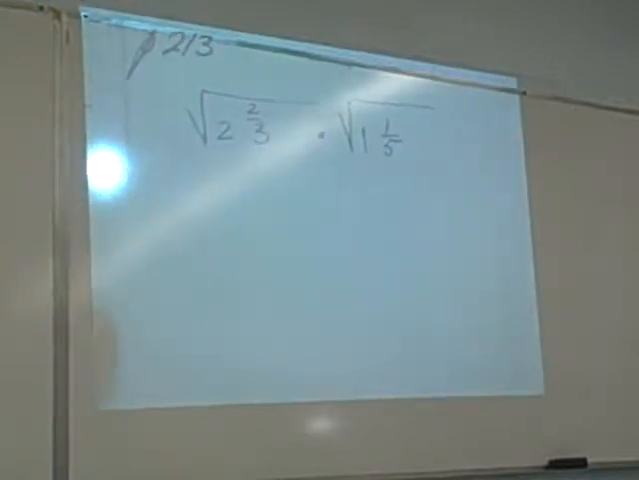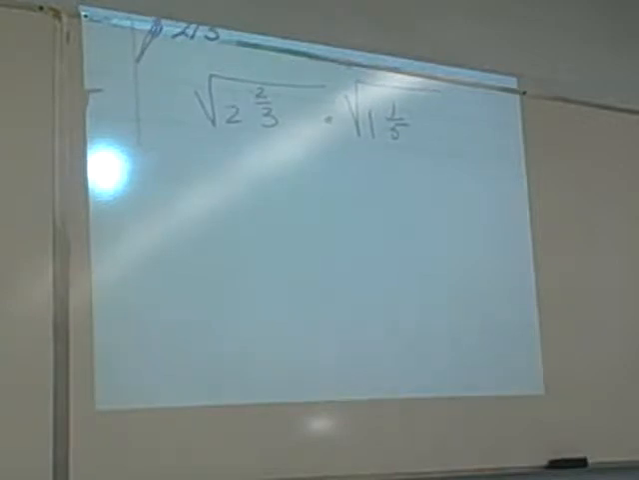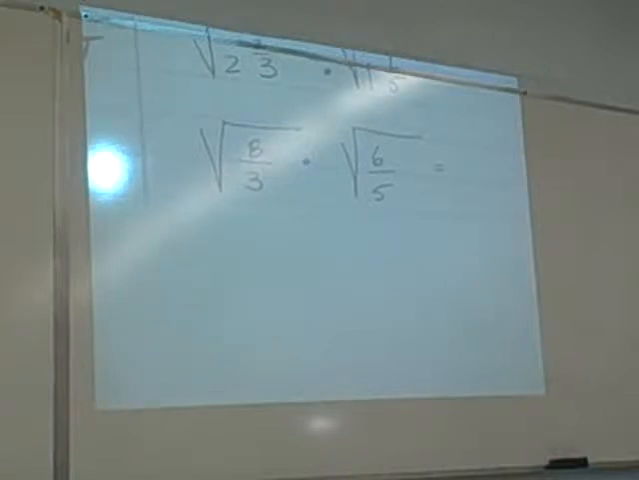Okay, so here's my problem. And I know it's multiplication. I don't have to worry about common denominators. I'm just multiplying. All right? And so I decide to do what? Improper fractions. Converted them into 8/3 times 6/5. So far, so good? Yes.